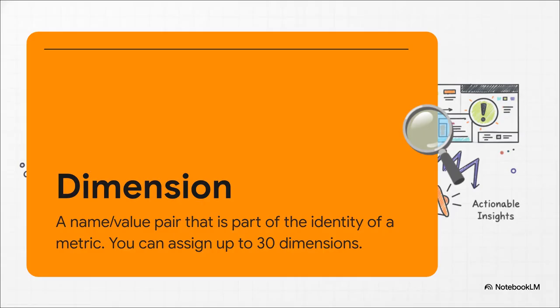Okay, now this next one, this is absolutely critical. Let's talk about dimensions. A dimension is basically a label, a key-value pair, that makes your metric specific. So you don't just have CPU utilization, you have CPU utilization for a specific instance ID. It's what lets you zoom in from the entire forest to look at a single tree. And you can add up to 30 of these, which allows for some seriously detailed filtering.